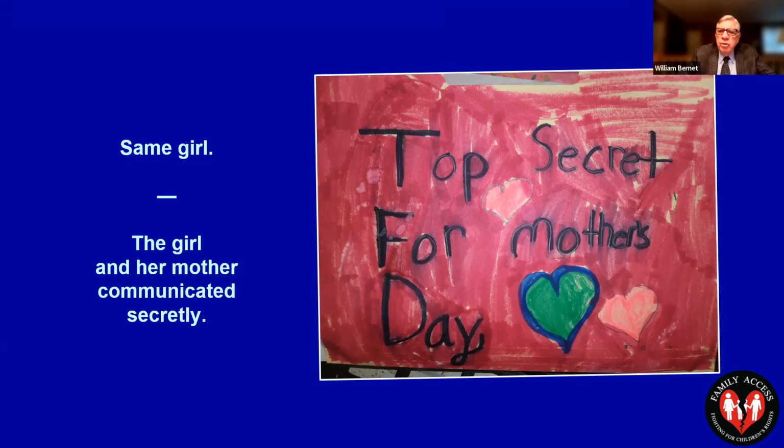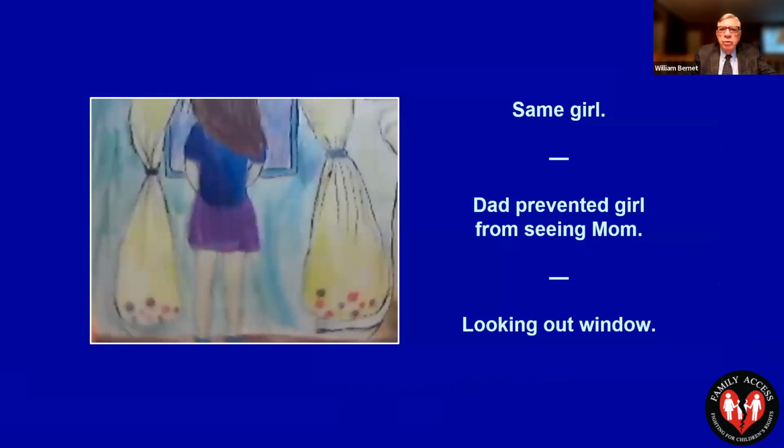So, I don't want to read too much into this, but that seems to be what's happening, and that this child is struggling to have a good relationship with mom and with dad, as far as I can tell. So here's the same girl, and there developed a time when dad prevented the girl from having parenting time with mom. And here's a picture that she drew during that time. And it's kind of poignant.